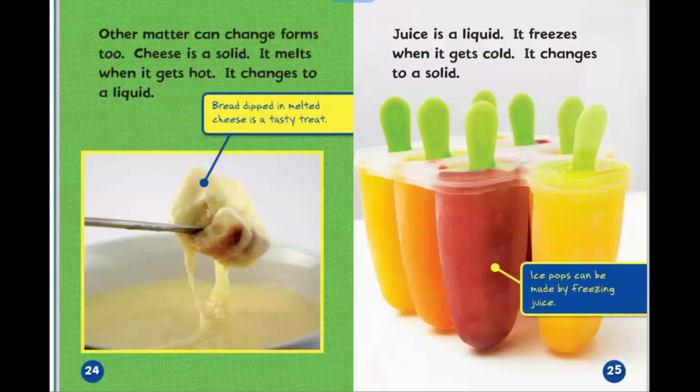Cheese is a solid. It melts when it gets hot. It changes to a liquid. Bread dipped in melted cheese is a tasty treat. Juice is a liquid. It freezes when it gets cold. It changes to a solid. Ice pops can be made by freezing juice.